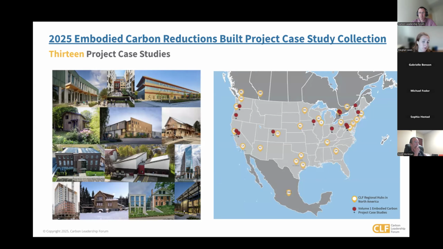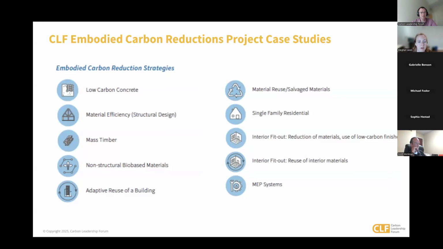I will say we're trying to figure out now whether we can make this process into a template that hubs can use. We've already had interest from some of our other hubs of can we publish case studies from projects that we're working on, sort of building off of this template. So something to think about in future years.